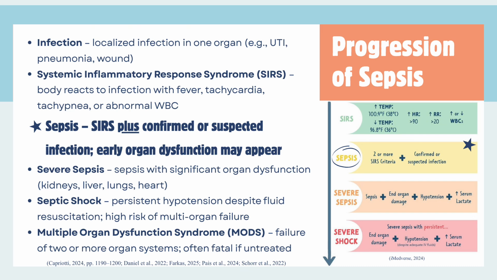If sepsis worsens and significant organ dysfunction occurs, it progresses to severe sepsis, affecting organs such as the kidneys, liver, lungs, or heart. Further deterioration can lead to septic shock, which is characterized by persistent hypotension despite fluid resuscitation and carries a high risk of multi-organ failure. The final stage is multiple organ dysfunction syndrome, or MODS, where two or more organ systems fail, which is often fatal if not treated aggressively.